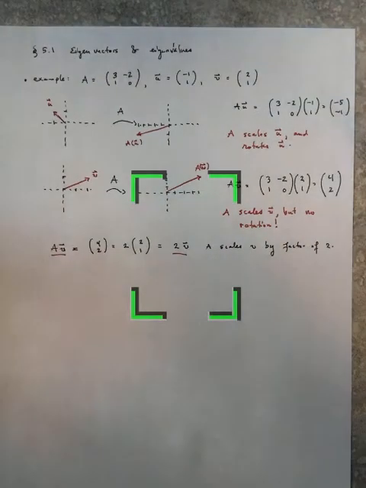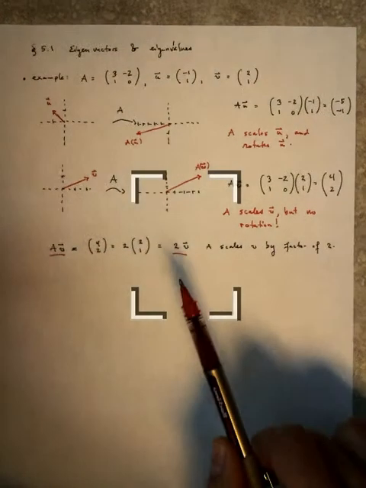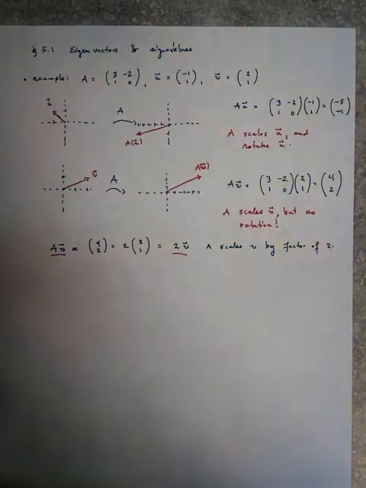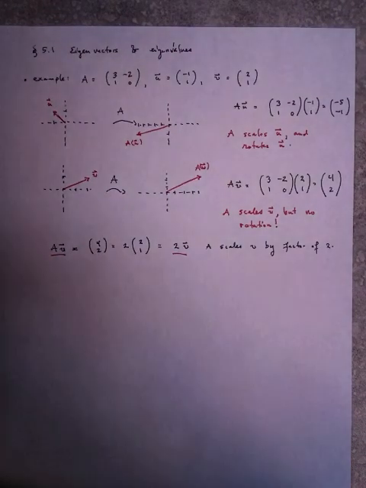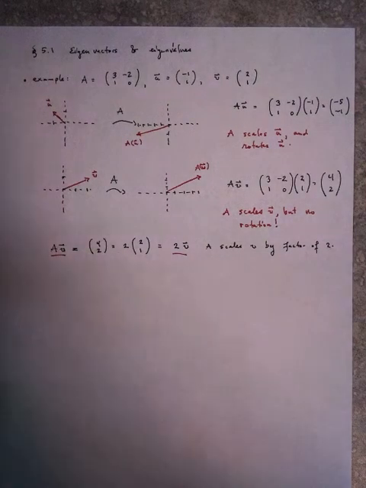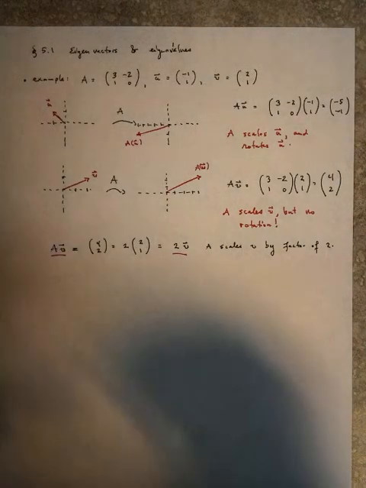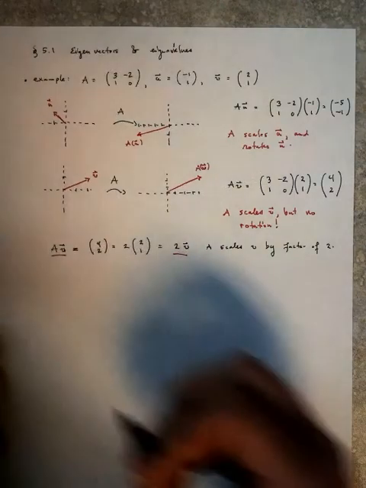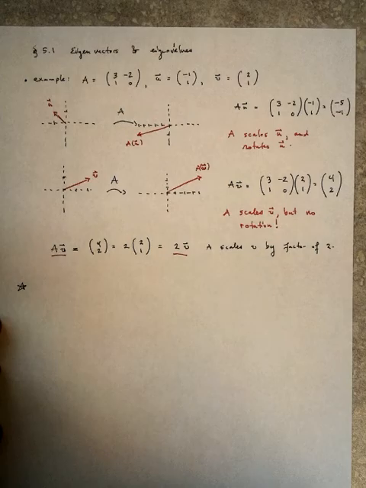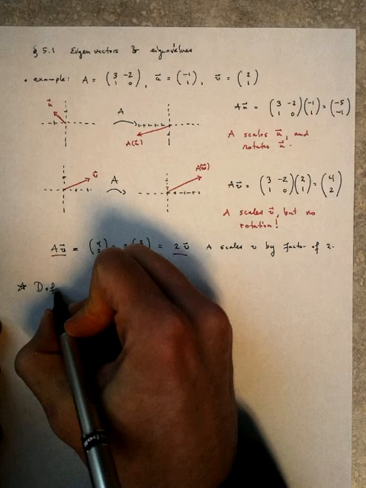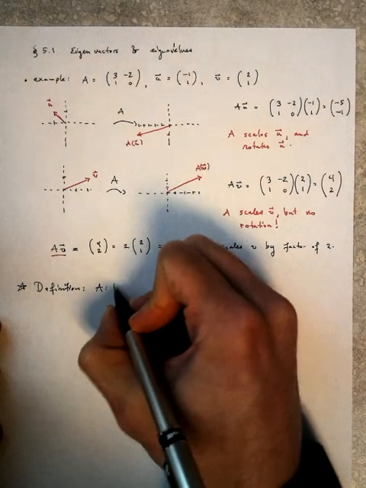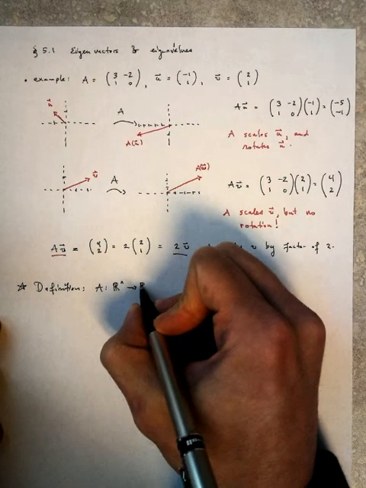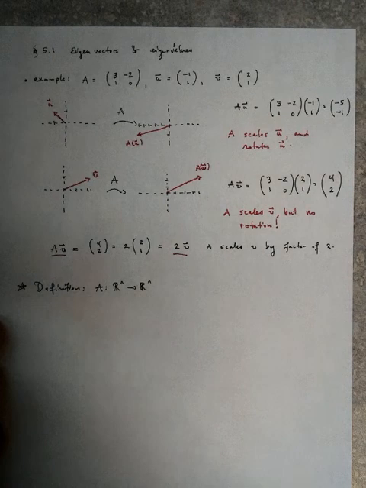Okay. So when a linear transformation just scales a vector and it doesn't rotate it at all, we say that that vector is an eigenvector of the linear transformation, and the scale factor is called the eigenvalue of that eigenvector. So let me write that down in a definition. So here's the definition. Suppose that A goes from Rn to Rn. So this is a linear transformation.